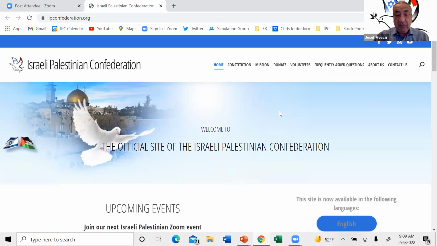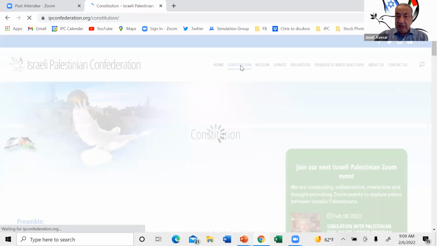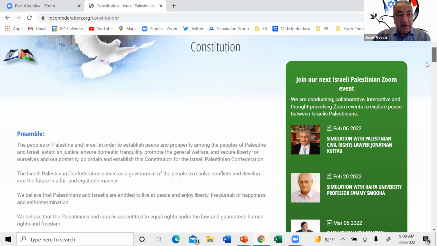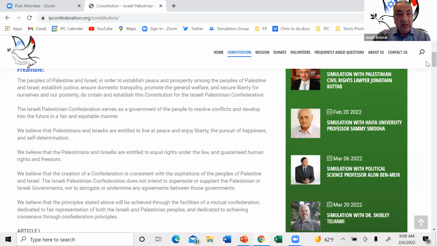It's in 3 languages. If you go to English and you go to the Constitution, and by the way, it's similar in every language, you would be able to read how this Confederation government, a common government, would exist, how it would become a reality, how the election will take place, that it includes the whole area of Israel, the West Bank, Gaza, and Jerusalem, based on equality, 1 person, 1 vote for the 14 million people.